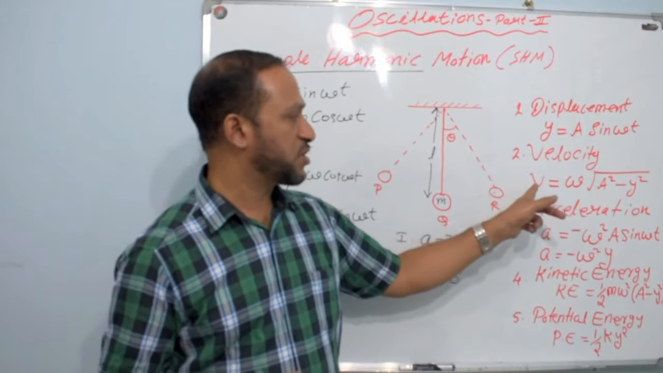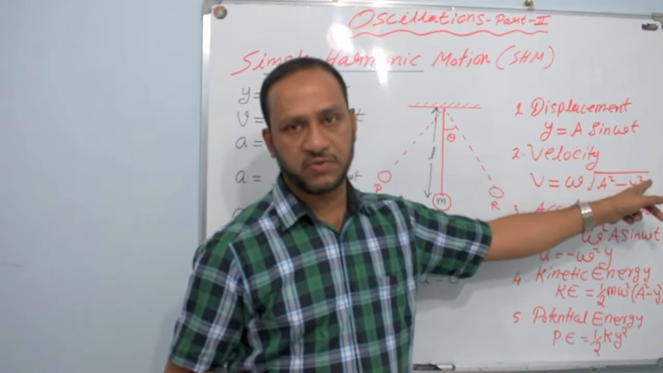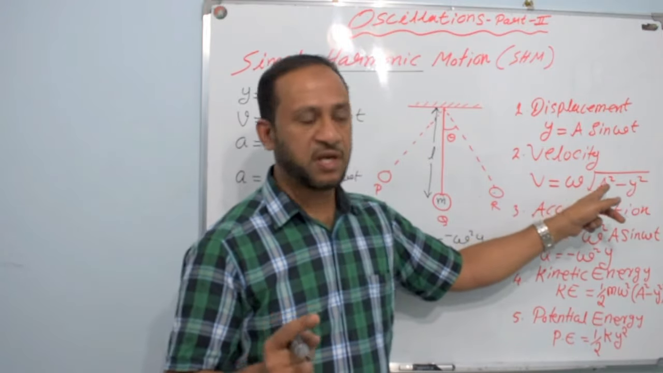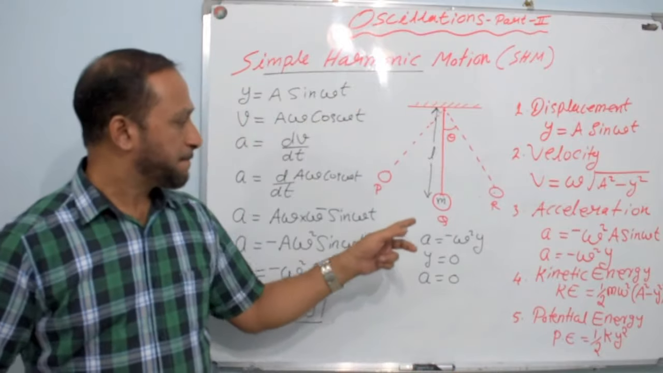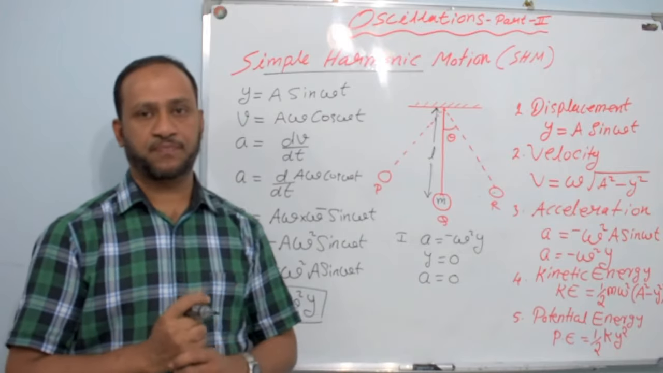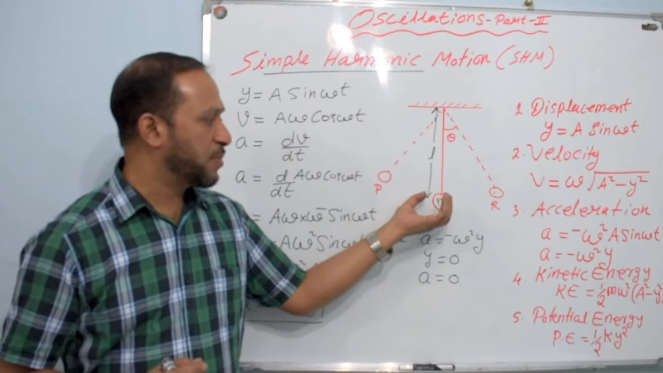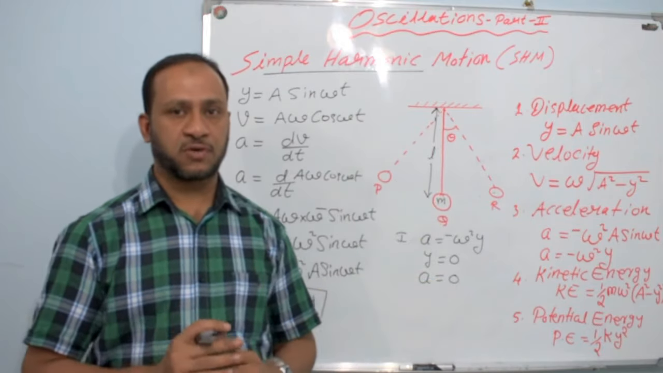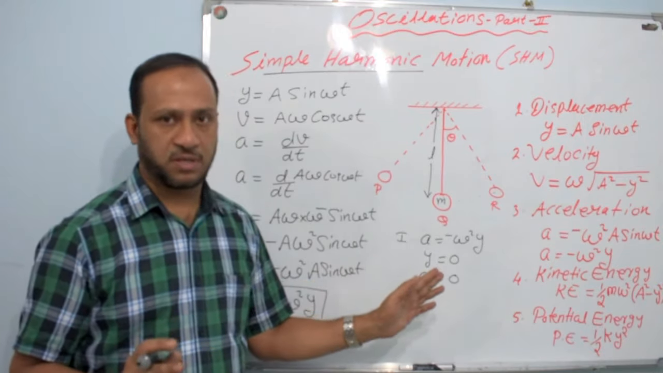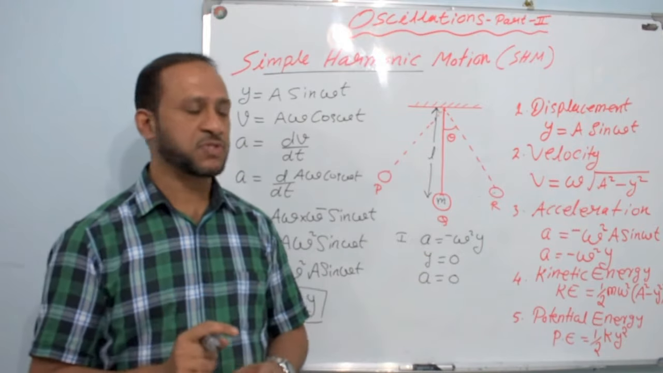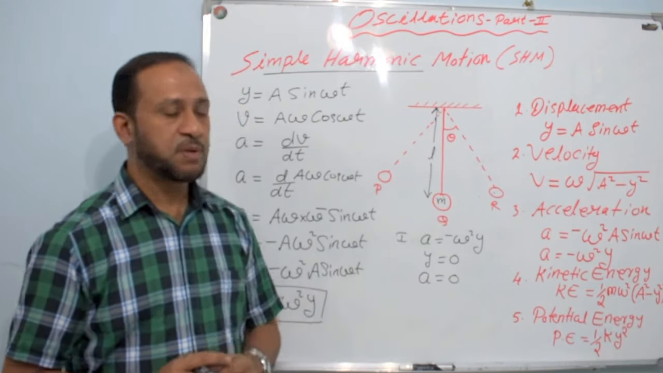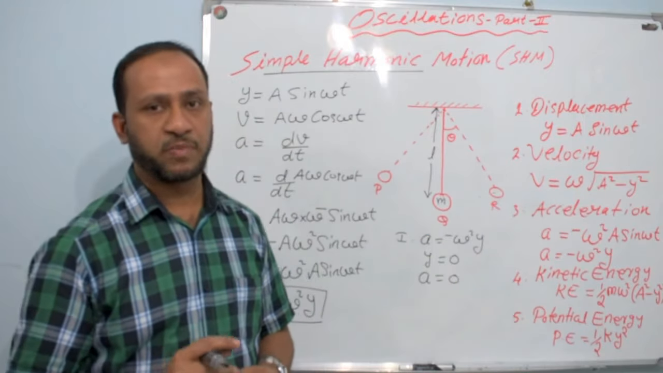And also we have seen from the equation of velocity, v equal to omega into root of a square minus y square. At the mean position, y equal to 0, then v equal to omega into root of a square, root of a square is a, so v equal to omega into a. Means at the mean position, velocity is maximum, but acceleration is 0. So this is a special case: at the equilibrium point, velocity is maximum, but acceleration is 0. The reason is that at the equilibrium point, there is no force acting on the oscillator, so acceleration cannot be there. For getting acceleration, there should be a force. No force is there on the bob at the equilibrium point, at the mean position. So acceleration is zero. But velocity is maximum at the mean position or equilibrium point.